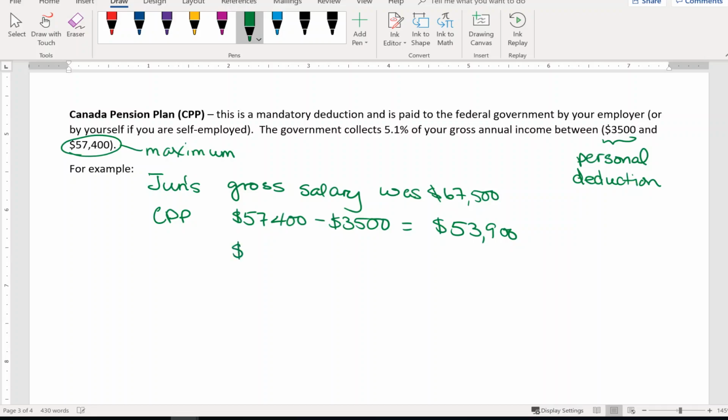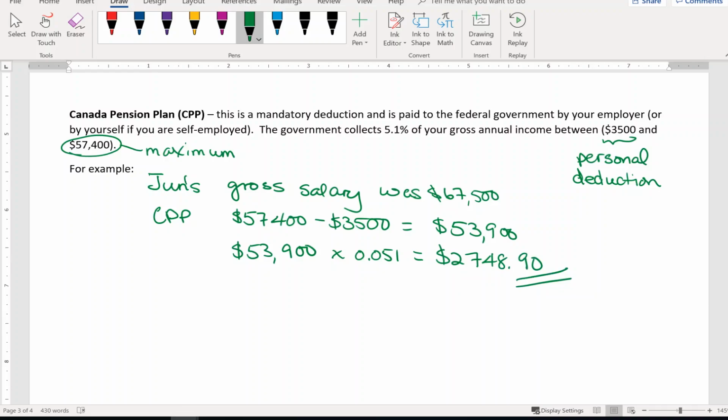Now we take this amount, $53,900, and multiply it by 5.1%. That gives us $2,748.90, and that's the maximum CPP that can be deducted from anyone's salary.